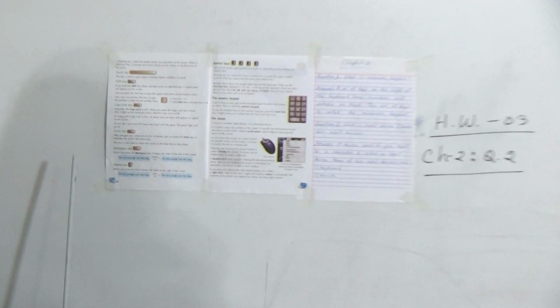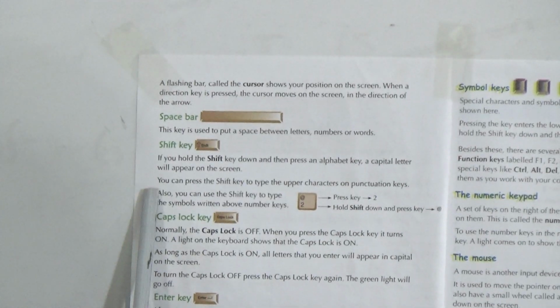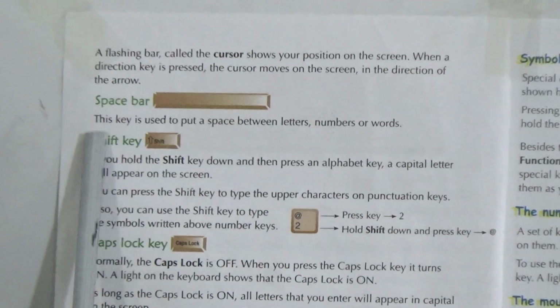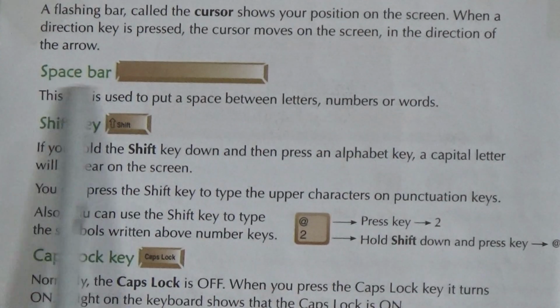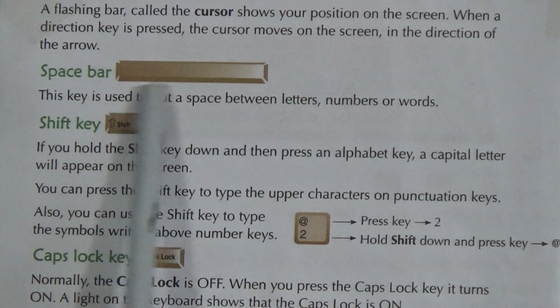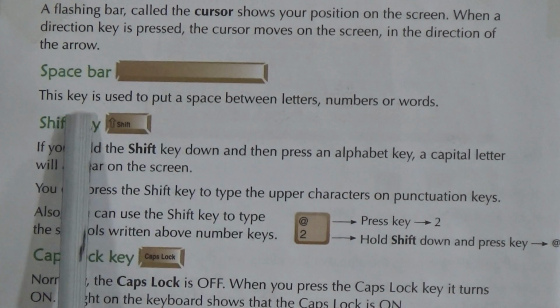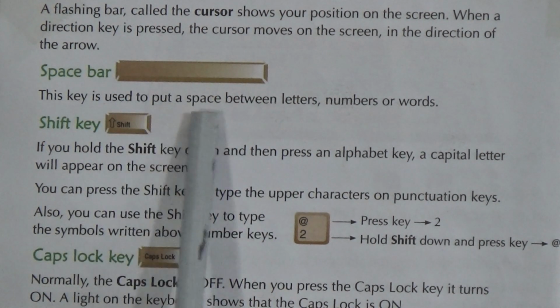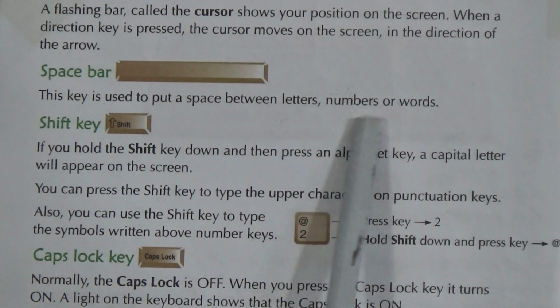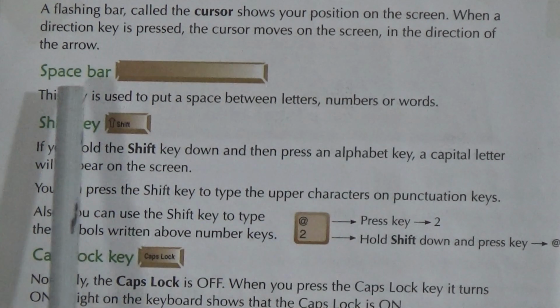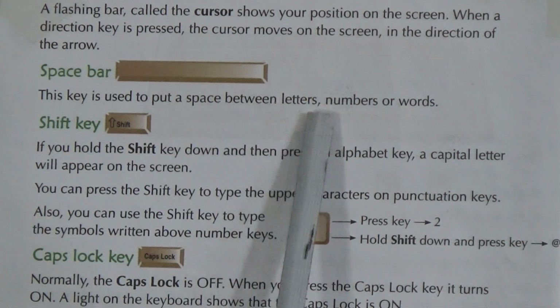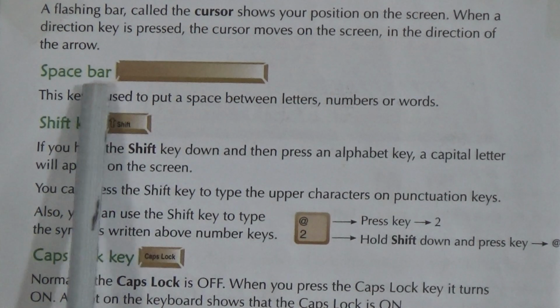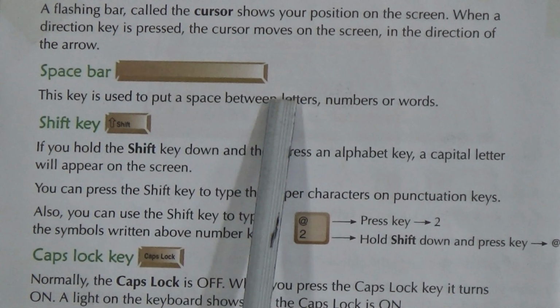In the previous class we did page 12 and 13, which was about input devices. Today we are going to continue reading about input devices. So the space bar, we will start with the space bar. This is the long bar. This key is used to put a space between letters, numbers or words. So we use the space bar to put space between letters, numbers or words. The space bar looks like this.